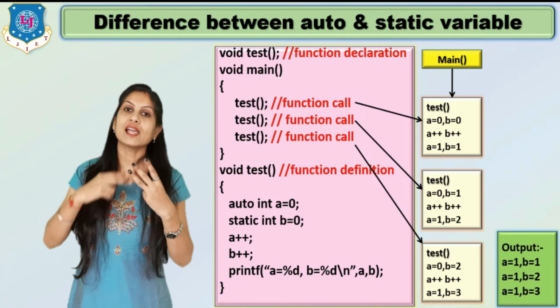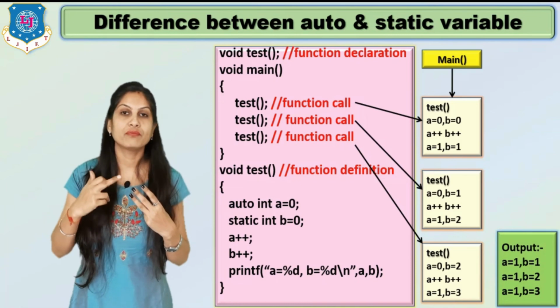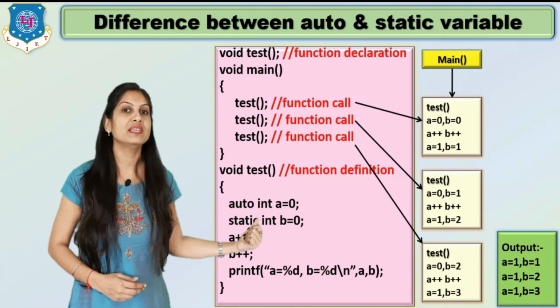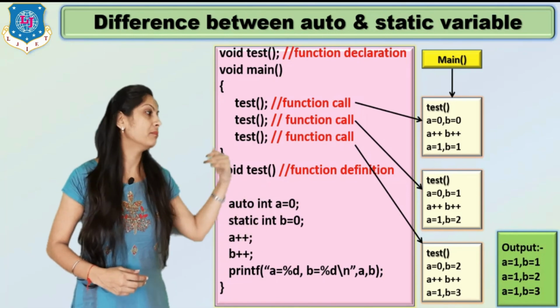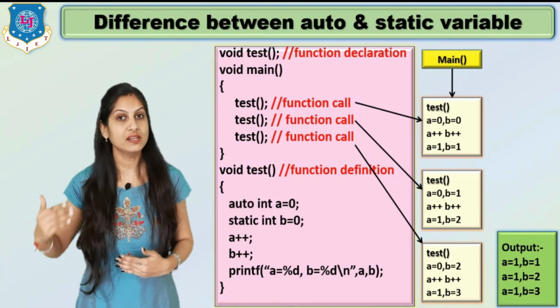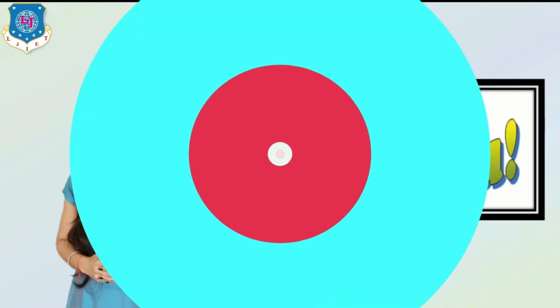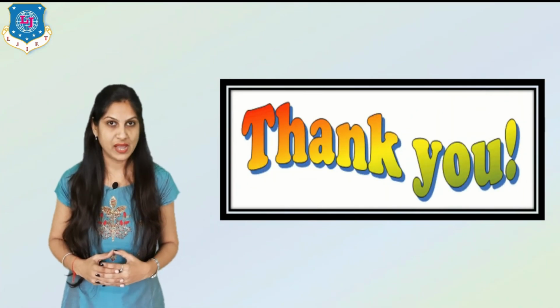So when we execute the function 3 times, the final output we get is that a will be the same, 1 1 1, but the b values are 1, 2 and 3. So this is the difference between auto and static. I hope you understand this concept very well.